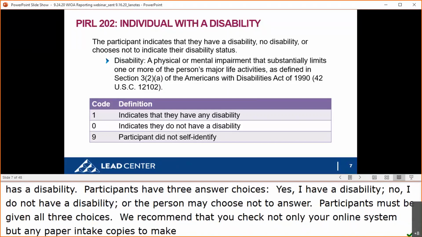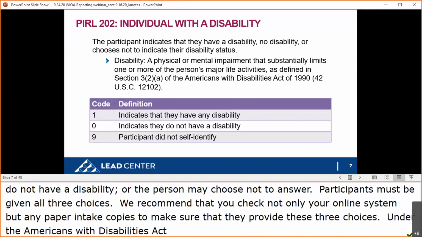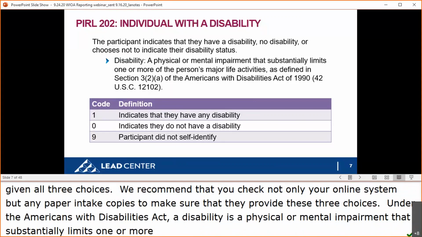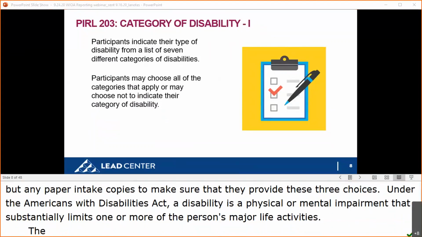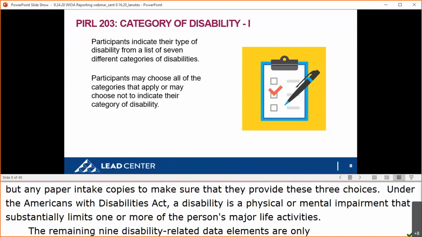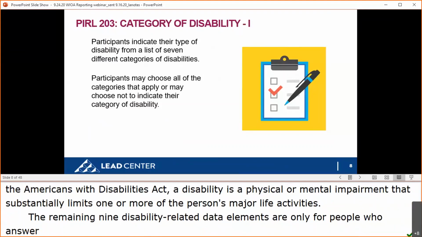provide these 3 choices. Under the Americans with Disabilities Act, a disability is a physical or mental impairment that substantially limits one or more of the person's major life activities. The remaining 9 disability-related data elements are only for people who answered, yes, I have a disability on the previous data element. If a person does not have a disability, these 9 elements should be left blank.